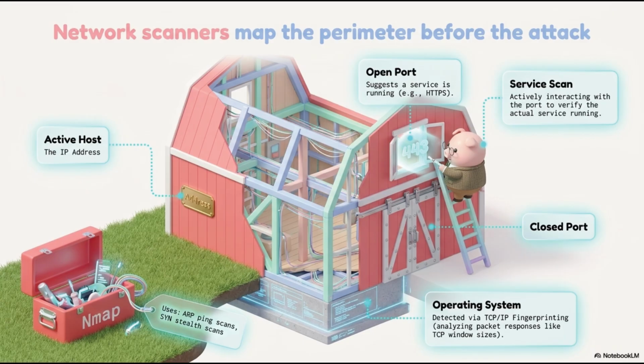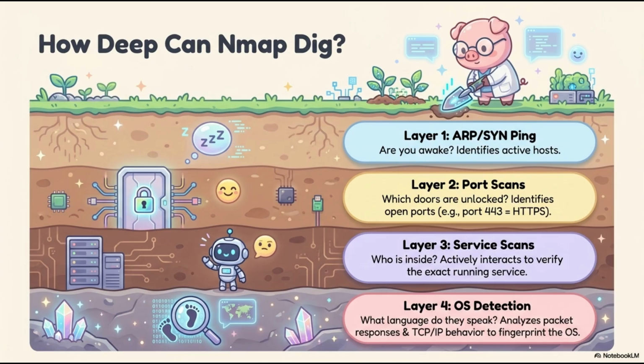Now let us talk about network scanners, which are tools used to gather information about hosts on a network. A popular example is Nmap, which can identify active hosts, open ports, running services, and even operating systems. Network scanners commonly perform ARP ping scans, SYN stealth scans, port scans, service scans, and operating system detection using TCP/IP fingerprinting techniques. These techniques analyze packet responses, such as TCP window sizes and protocol behavior, to infer the operating system.